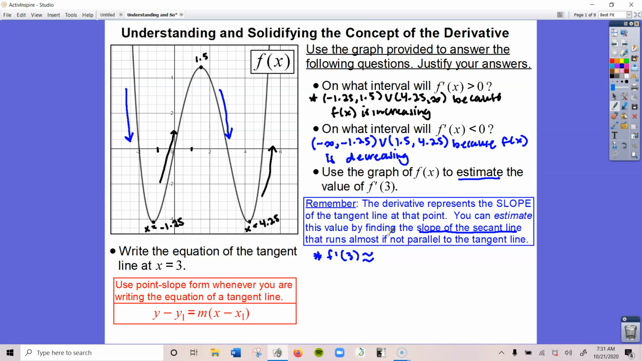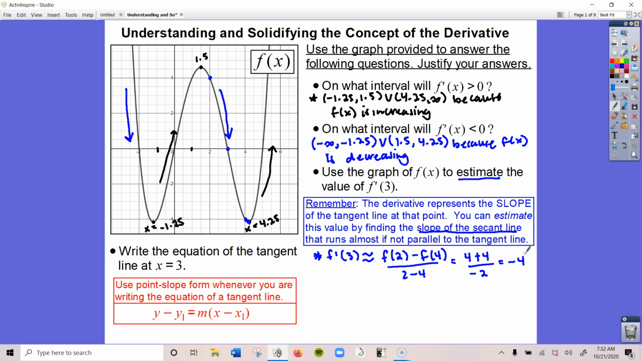Now I'm going to choose 2 points, one on either side of 3. So here's 3, so I'm going to choose f of 2 and f of 4, just over here. So the slope would be f of 2 minus f of 4 over 2 minus 4. Now f of 2 is equal to 4 minus f of 4, which is negative 4, so I'm going to put plus 4, over 2 minus 4, which is negative 2. 4 plus 4 is 8, and 8 divided by negative 2 is negative 4.